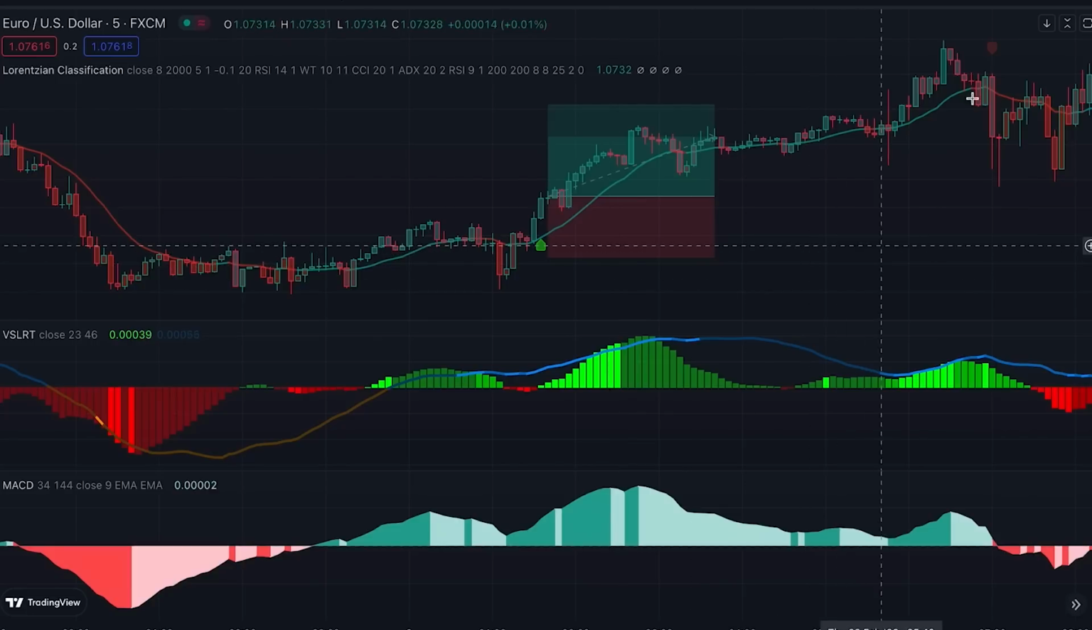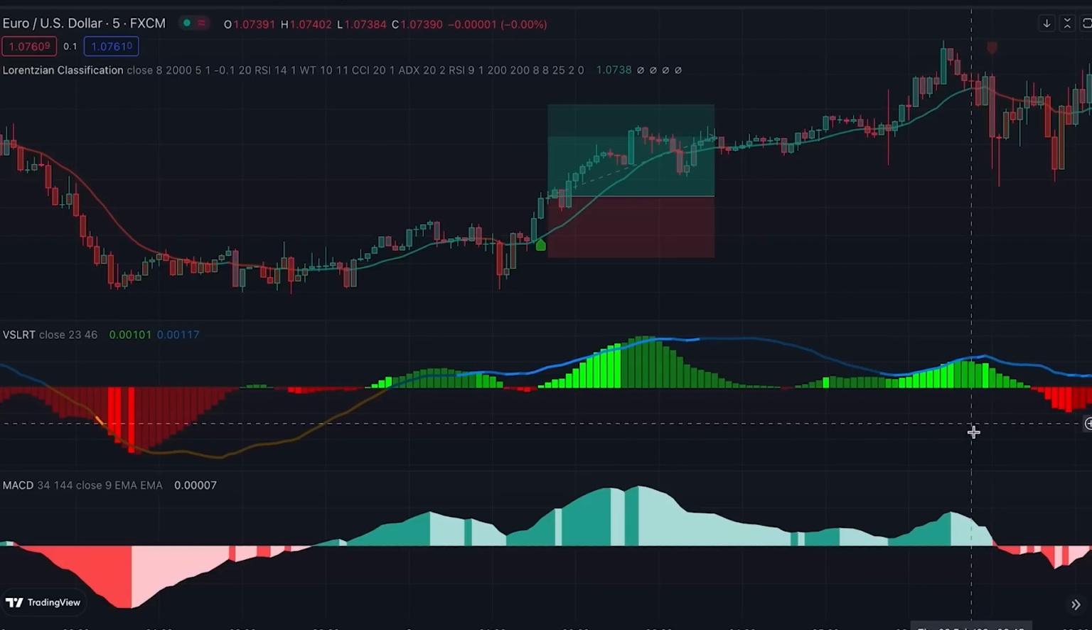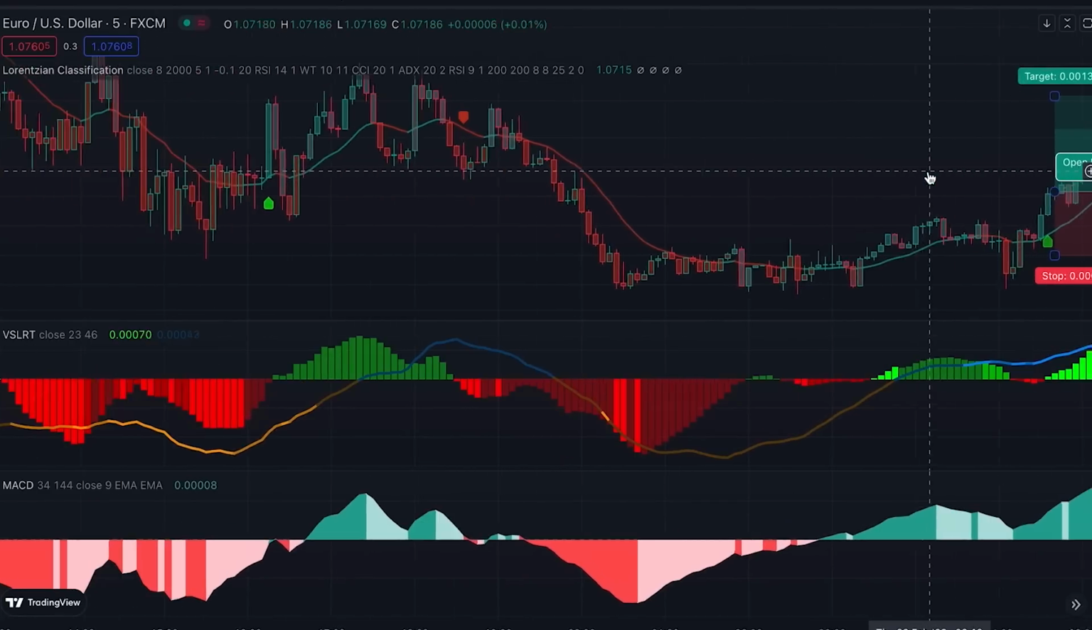And on the other hand, when we have a red label, it gives us a signal for opening a short position, and this signal is confirmed only when both of these histograms are red, which is not the case for this signal. So we don't enter a short position here at this point. Moving backward on the chart to show you some more examples.